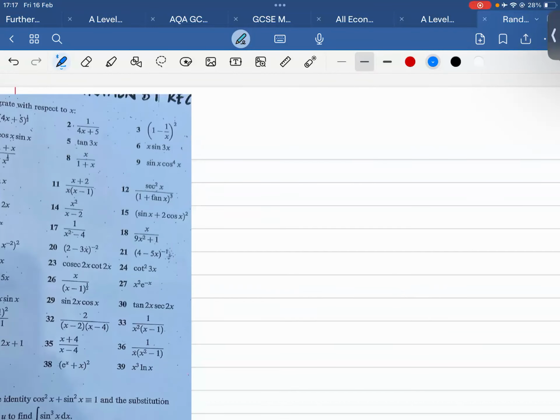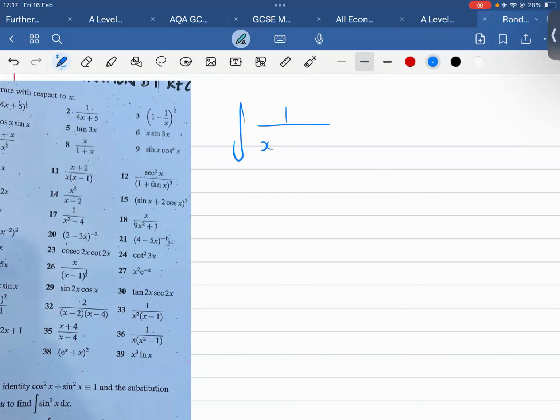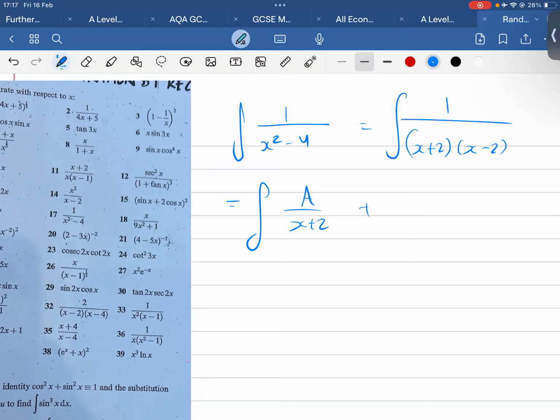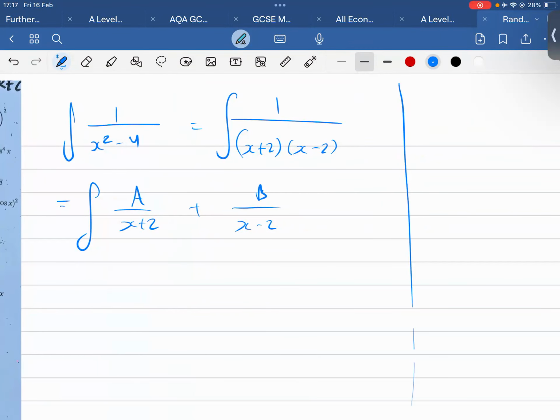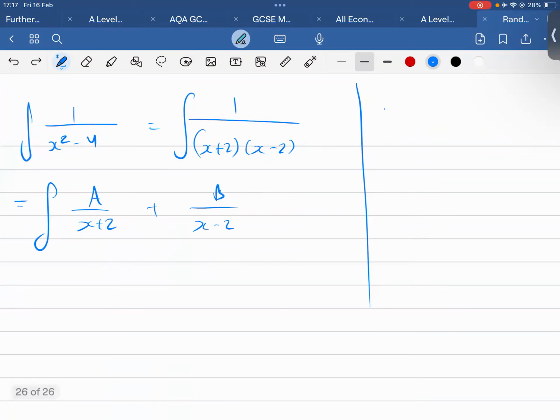So to integrate 1 over x squared minus 4, we have to write it as 1 over x plus 2 times x minus 2, which is a over x plus 2 plus b over x minus 2. And then we have to work out a and b. So do the thing I said last time where we draw a margin, work out that stuff we need, and then come back to it.